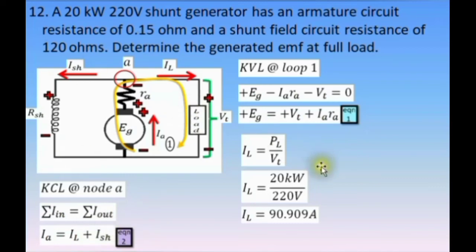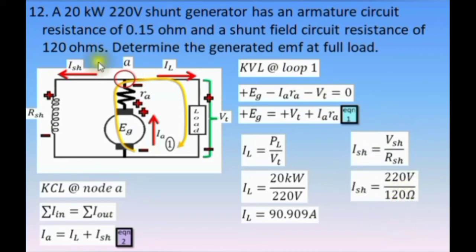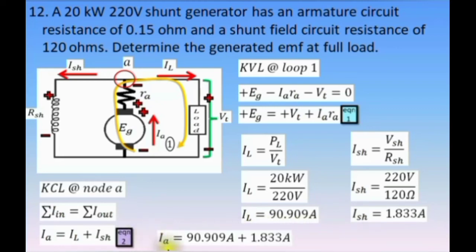Next, let's determine what is ISH. Analyzing this circuit using Ohm's law, ISH equals shunt field voltage divided by shunt field circuit resistance. Shunt field voltage is the same as the terminal voltage, 220 volts. Divide this by 120 ohms. The answer is 1.833 amperes. Now that we have these values, IL and ISH, substitute them into equation number 2. Therefore, we have IA equals 90.909 amperes plus 1.833 amperes. Armature current is 92.742 amperes.